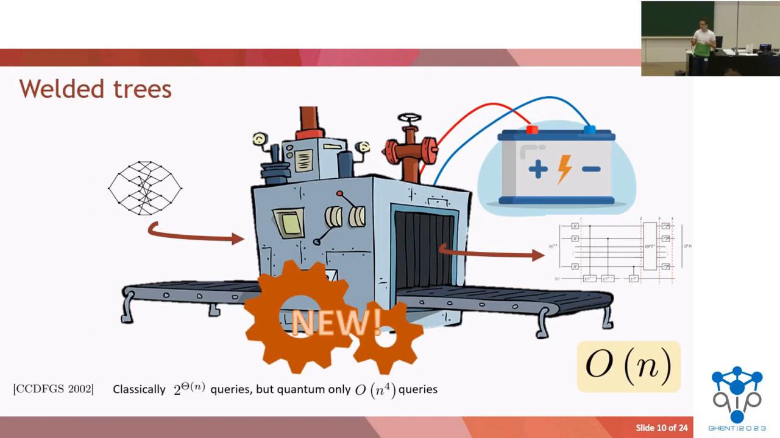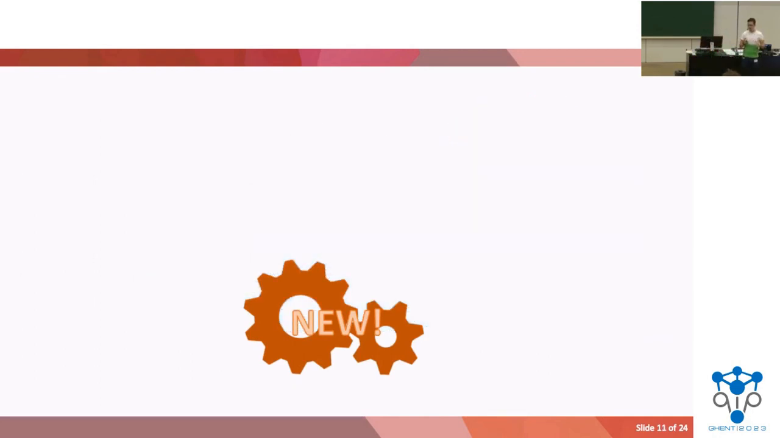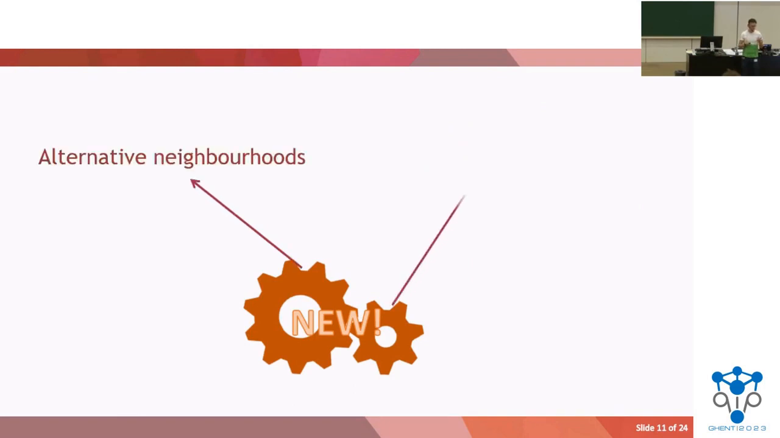So how does our machine work? How does it achieve this? Like I said, we extend upon the machine by Belovs, and we do this in two main ways. One with something that we call alternative neighborhoods, and the other with something that we call edge composition. I will now give a high-level description of both of these techniques.